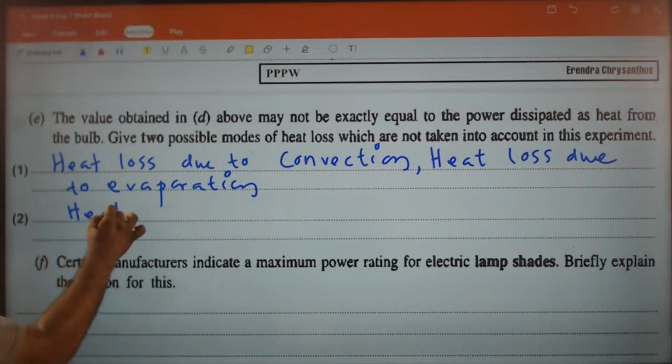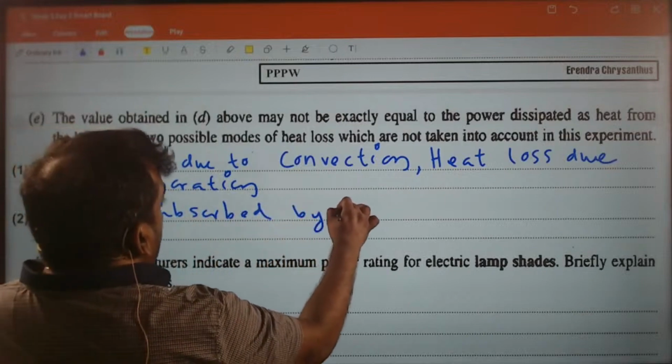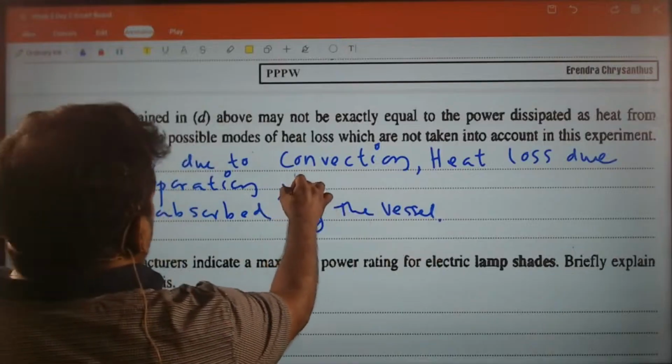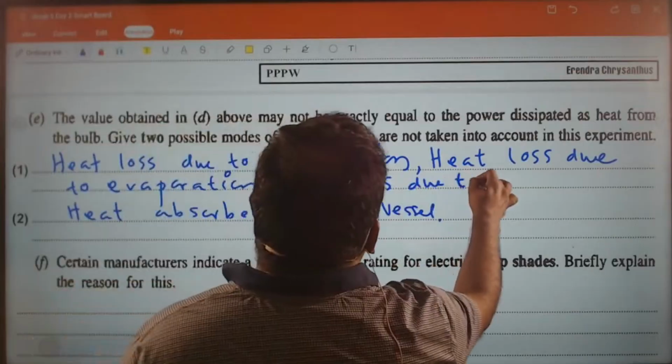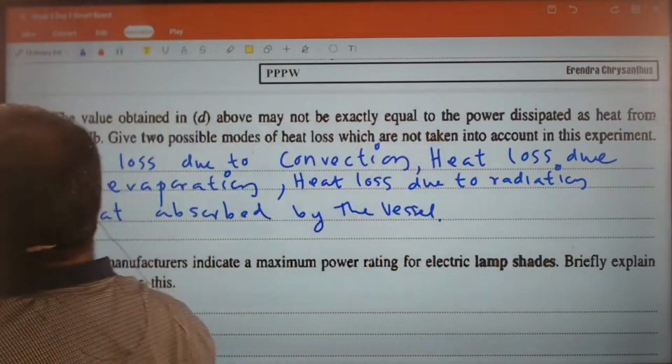So heat absorbed by the vessel. So also heat loss due to radiation. Why? When the temperature increases, radiation heat loss will increase. Right.